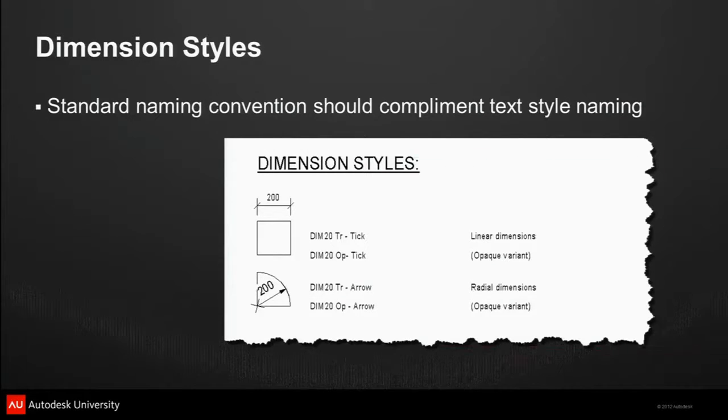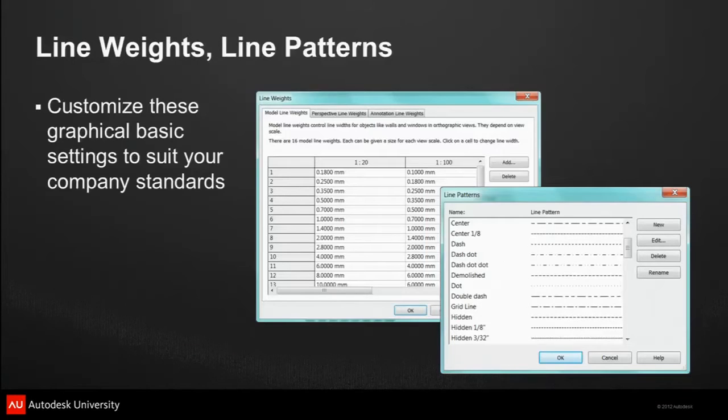Text type. Almost a direct conversion right from CAD. Line weights and line patterns. Again, these have come right out of CAD. Makes it easy for everyone.